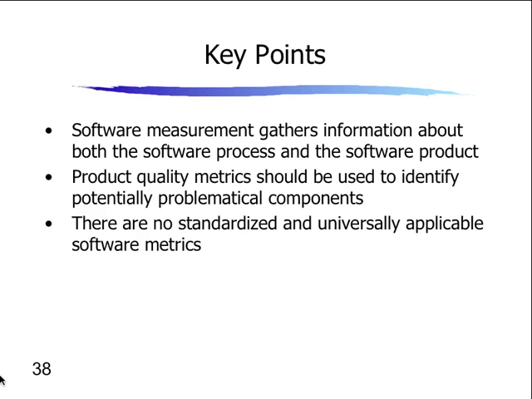Product quality metrics should also be used to identify potentially problematic components. We usually have a goal or a purpose for why we're performing the measurement, and hopefully it has something to do with problematic things that we can change or fix. There are no standardized and universally applicable software metrics, which is why I started out saying I'm going to go quick through this because there's nothing that's standardized.